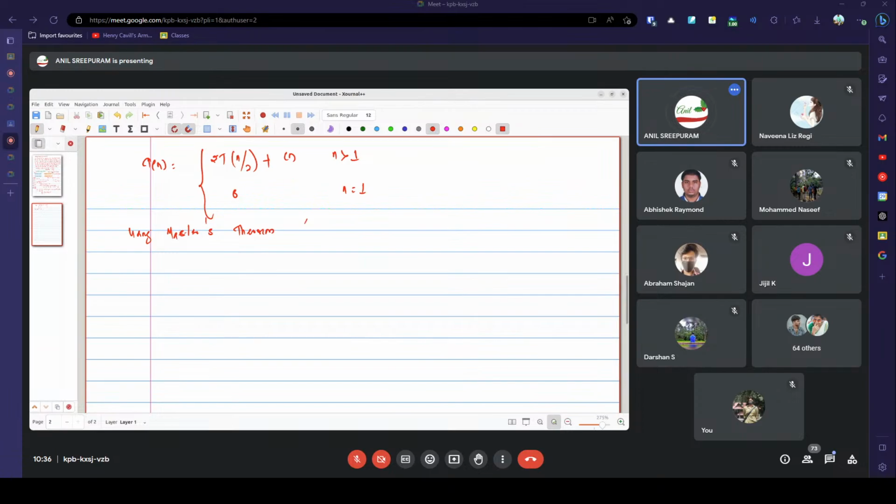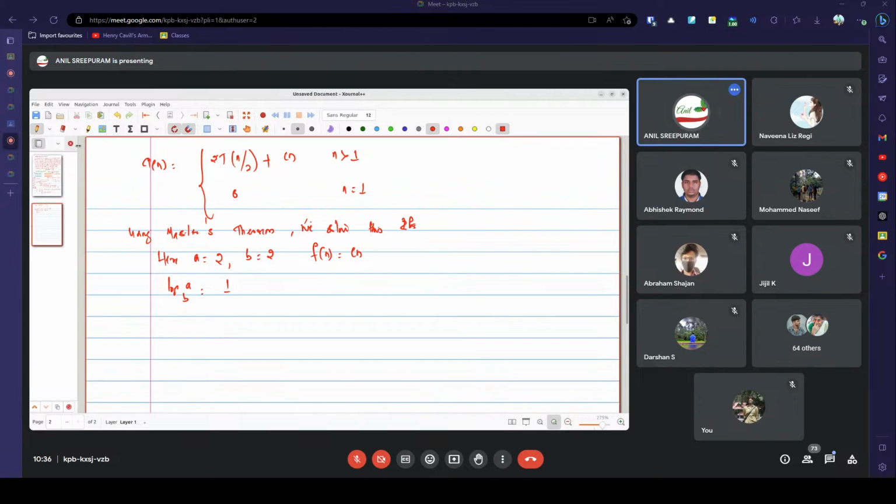We solve this recurrence equation. Here a is equal to 2 and b equal to 2. f(n) equals Cn. Now what I have to do is find log a to the base b, that is log 2 to the base 2, which is equal to 1. Now I have to check whether case 1 of the result is applicable, case 2 or case 3.